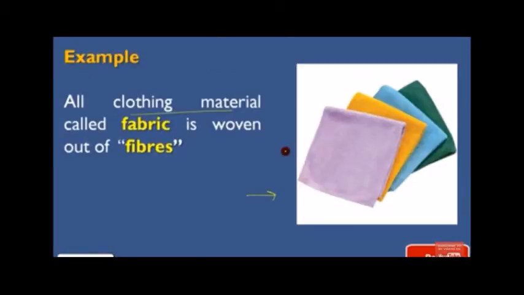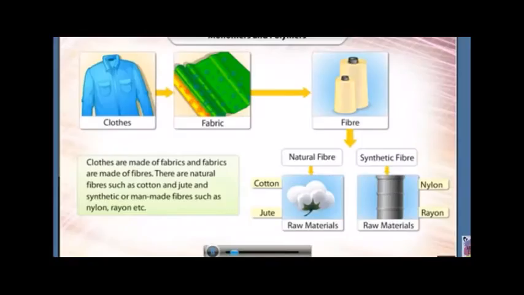For example, all clothing materials called fabric is woven out of fibers. So clothes are made by fabric and fabric are made by fibers. Fibers can be two types, natural fiber and synthetic fiber. Cotton and jute are natural fibers, whereas nylon and rayon are artificial fibers or man-made fibers.